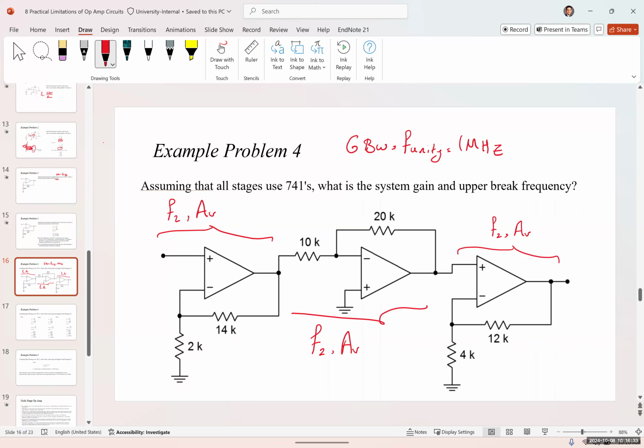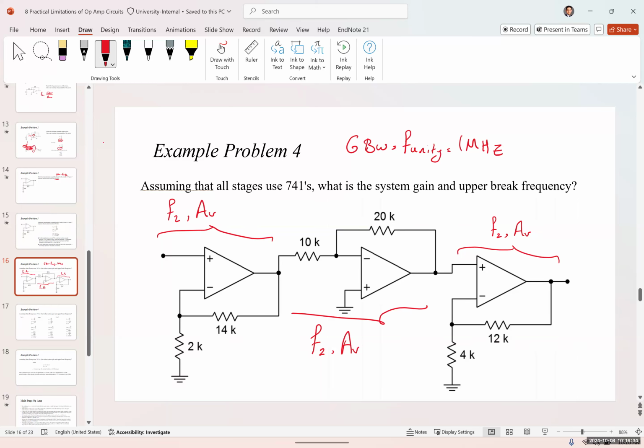Okay, what is F2 for the first stage? First of all, what type of amplifier is it? Is it a non-inverting or an inverting amplifier? It's a non-inverting amplifier. What is A noise for the first one? It's 14 over 2, which is 7, plus 1, it's 8. So 1 megahertz over 8 is going to be what? 125 kilohertz. Yes.